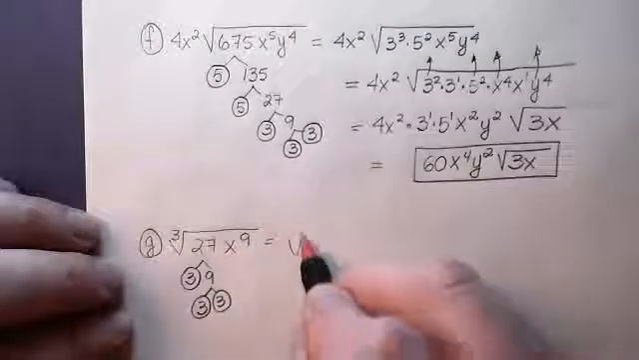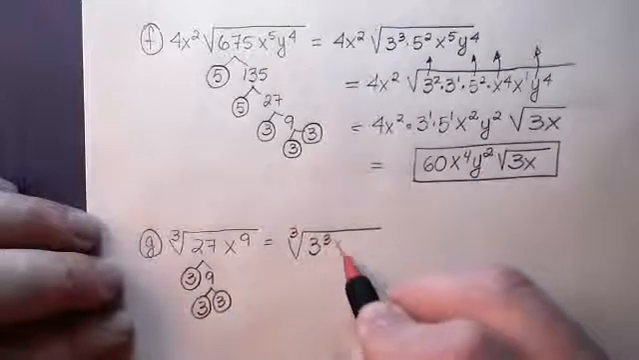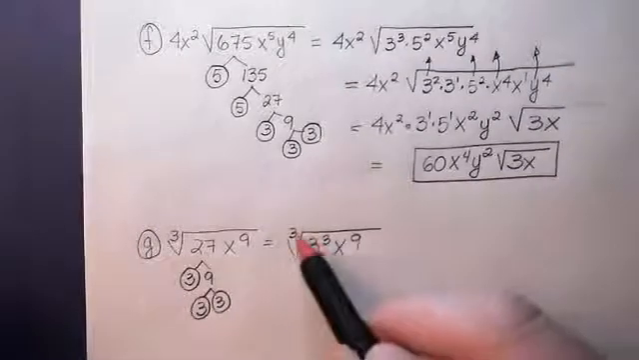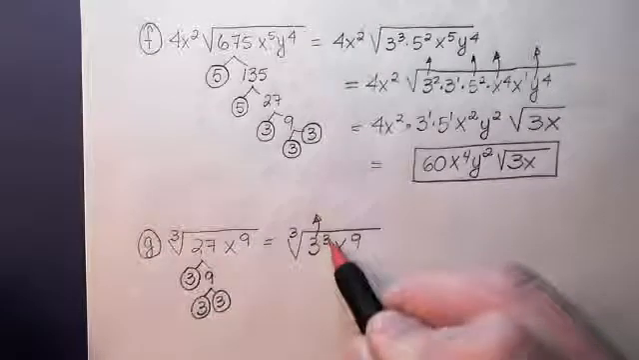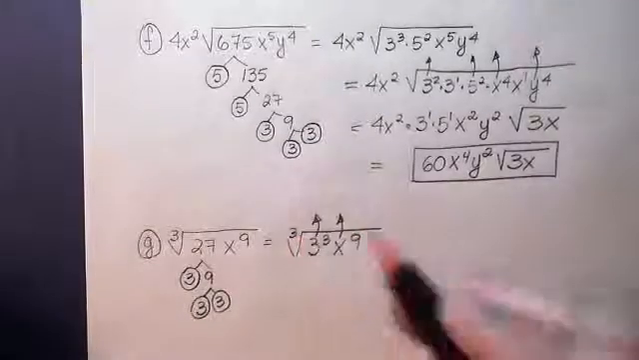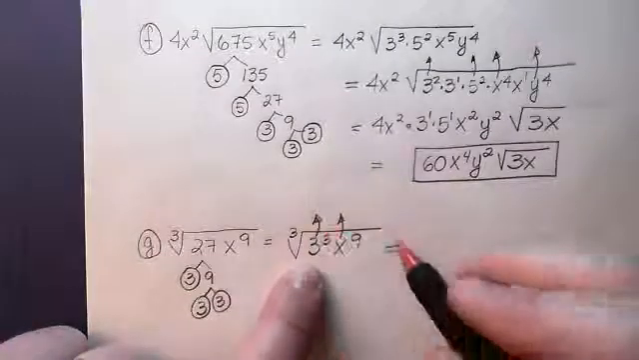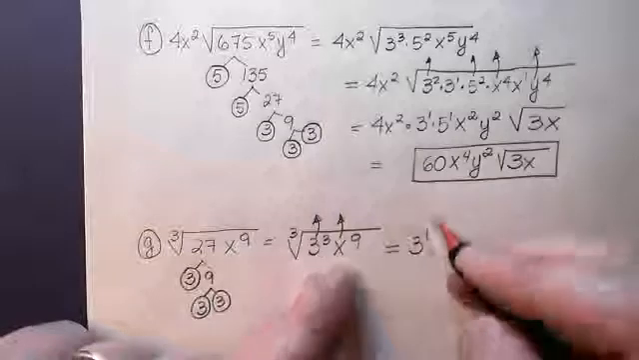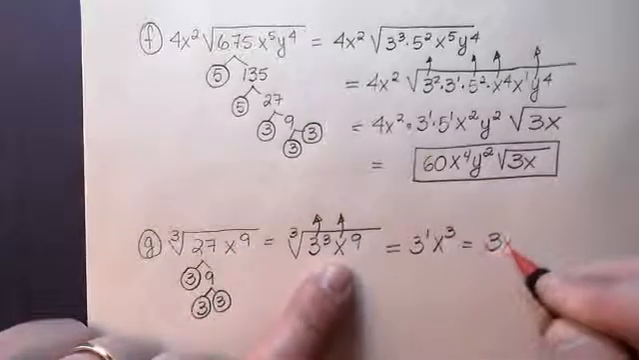So this would be the cube root of 3 to the third x to the ninth. And basically now, instead of dividing by 2, we're dividing by 3. So can these 3 come out? You bet, because you can divide the exponent by 3. And so the x can come out because you can divide 9 by 3. So when you take them out, the 3 becomes 3 to the first, and the x is x to the third. So my final answer is 3x to the third.